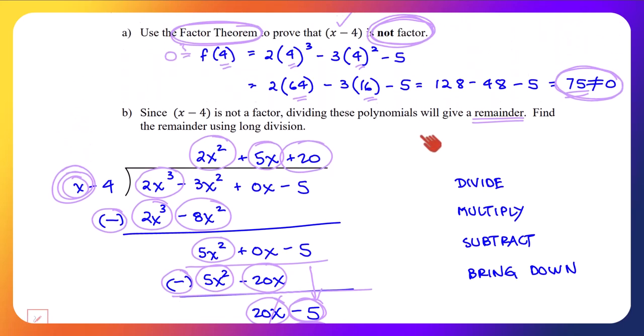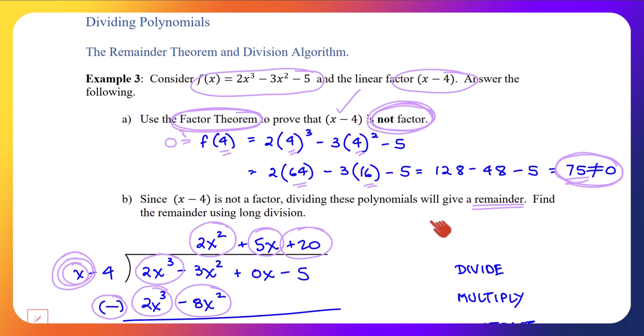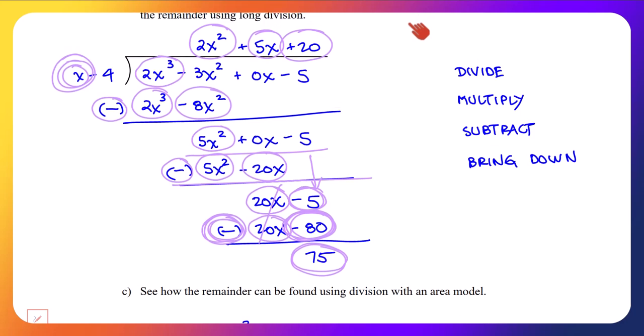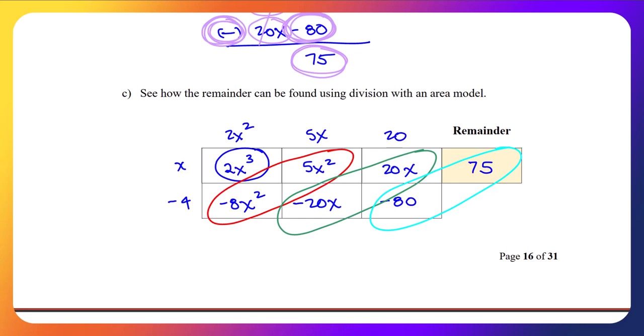So what's interesting is that if I plugged in the 4, I got 75. When I did long division, the remainder was 75. You think that's coincidence, or this will always happen? I'm thinking, you're right, it always is going to happen. Now let's say that we liked the area model. So we put the divisor here, x minus 4.